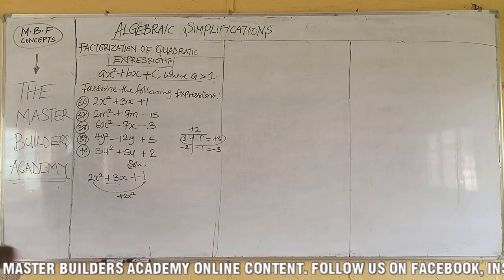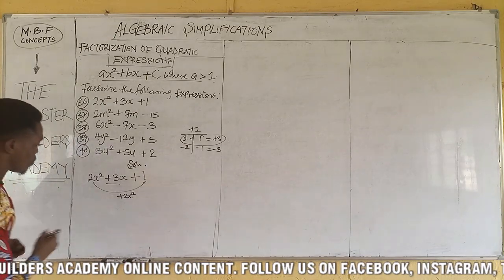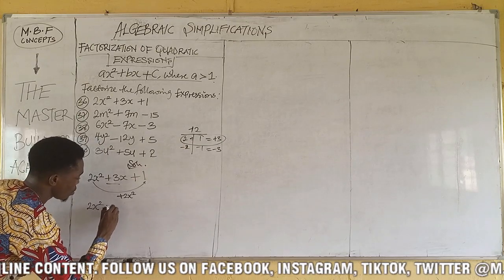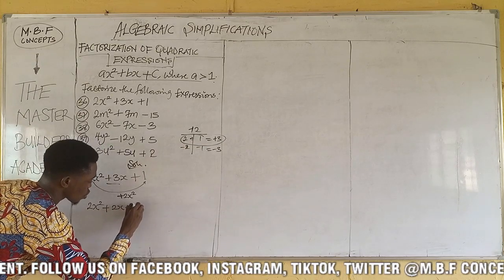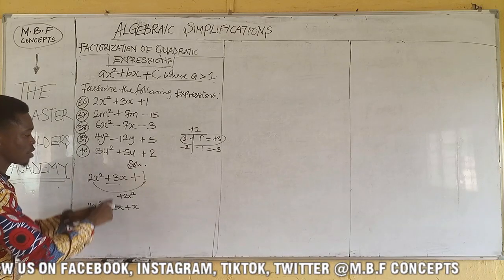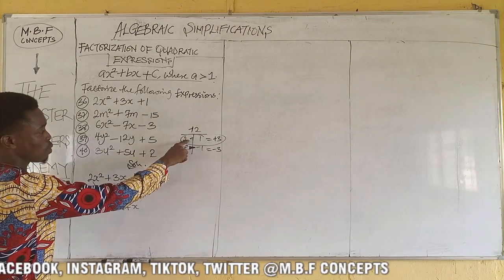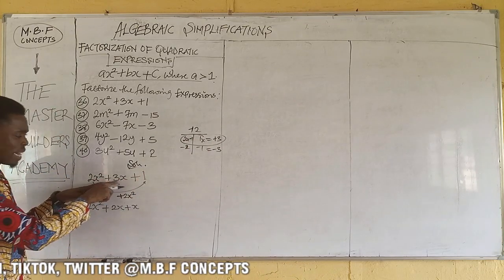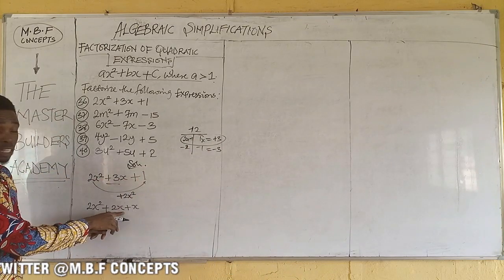So you see that it's still the same thing we did before. This gives us 2x squared plus 2x plus 1x. When you add these two together, you get 3x, and that's exactly what we have. This is x, this is 1x. And that's what we do: you now replace the middle term by those two factors.